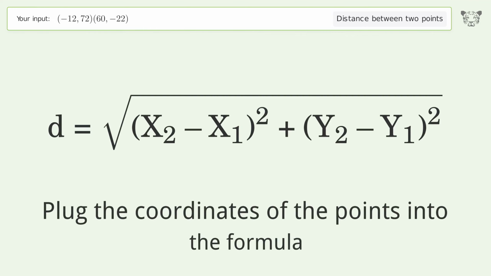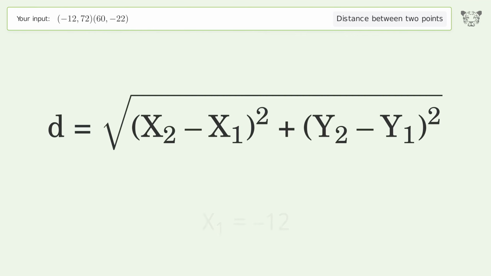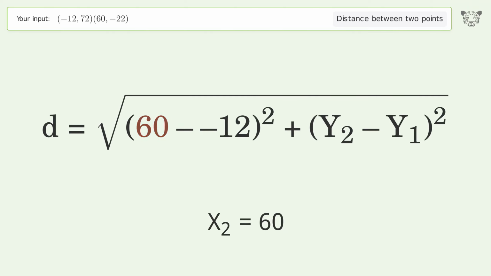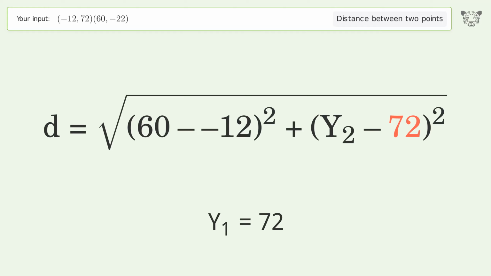Plug the coordinates of the points into the formula. x1 equals -12. x2 equals 60. y1 equals 72. y2 equals -22.